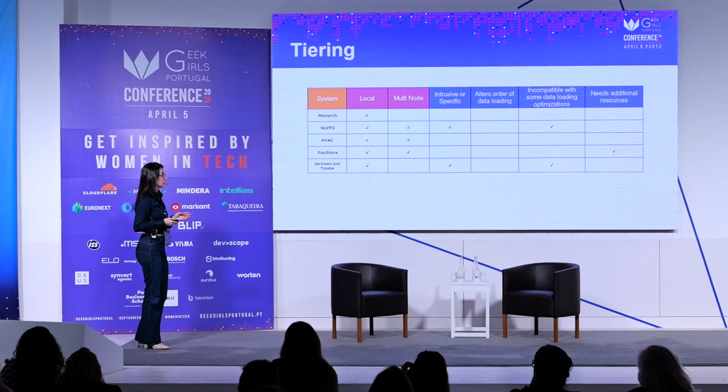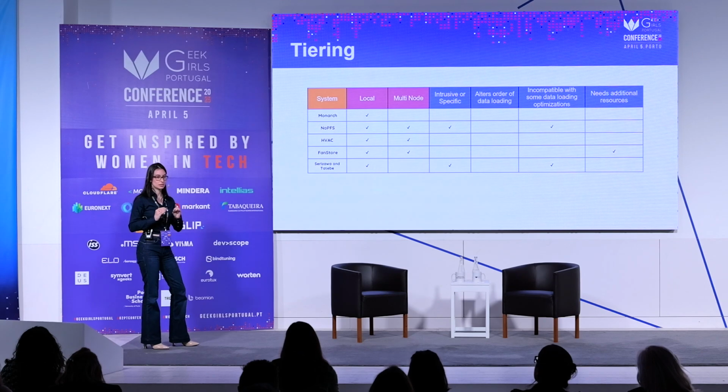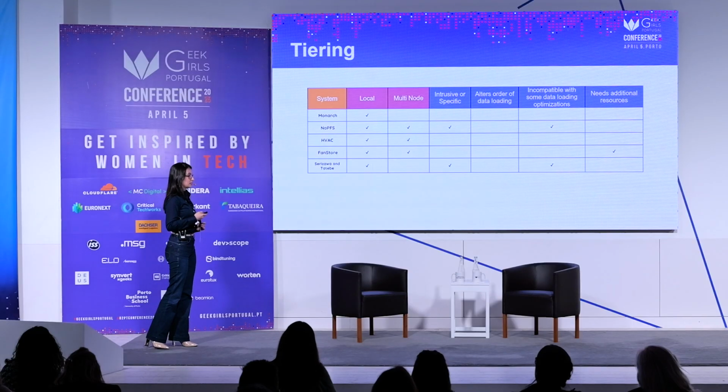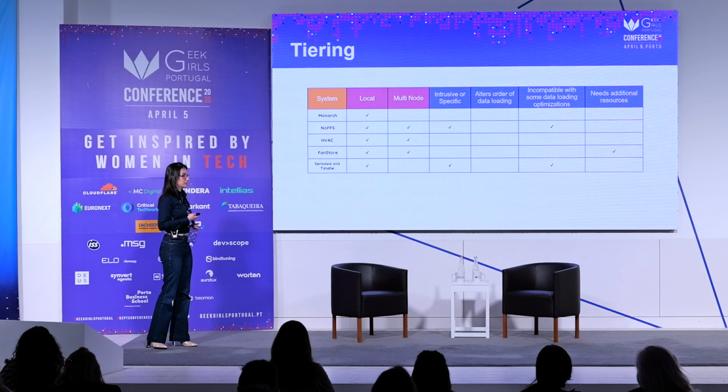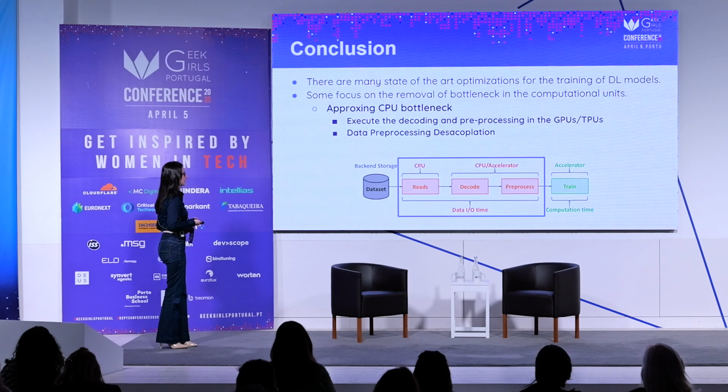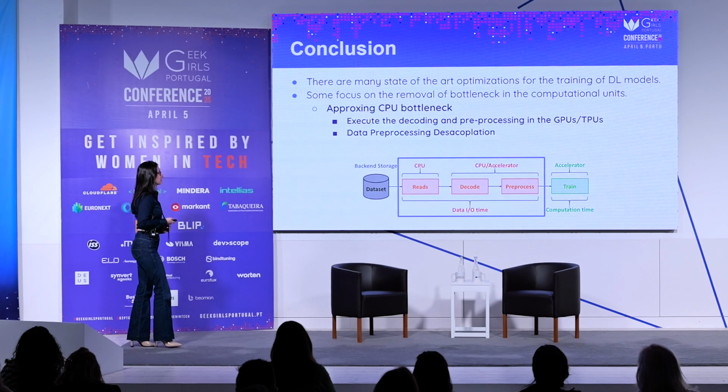However, this tends to be not always, but some systems tend to be incompatible with some of the previous optimizations that we talked about in the first part, before caching, that were the loading optimizations per se, and some need additional resources other than the ones that we already required, which is not very positive since AI training is usually already quite expensive and resource intensive.